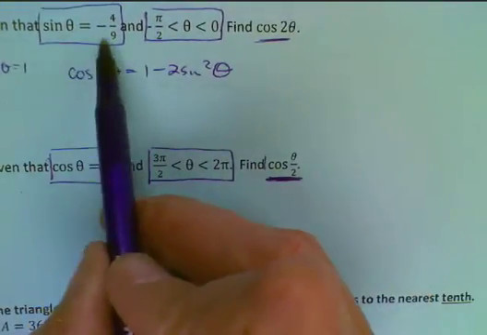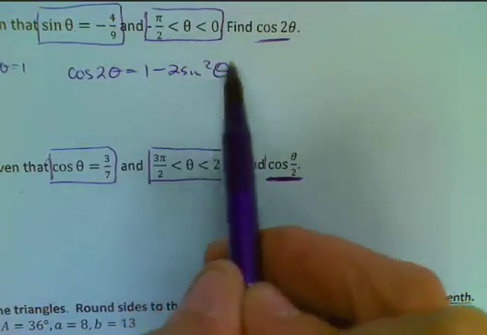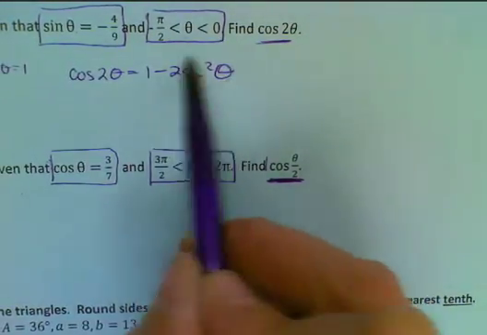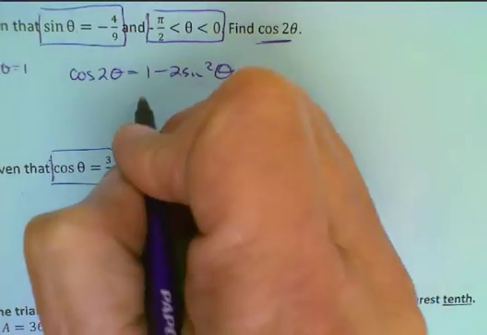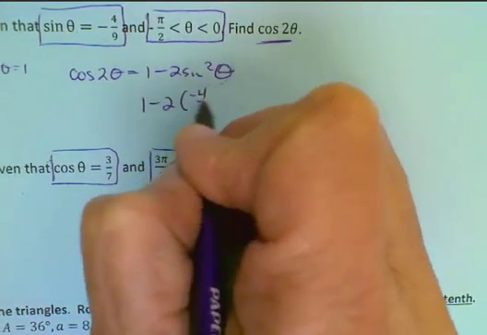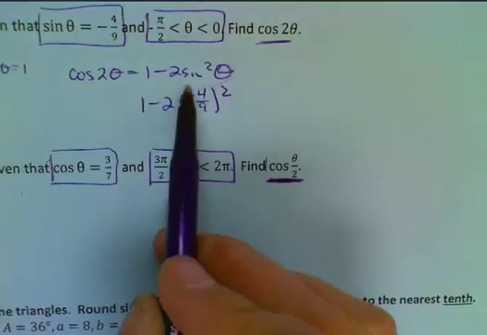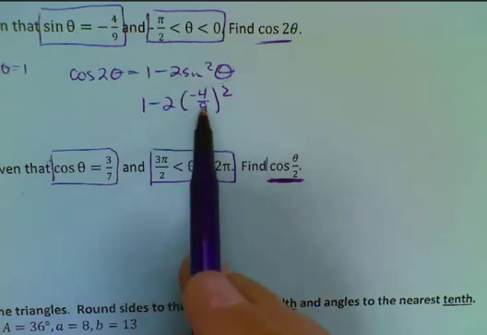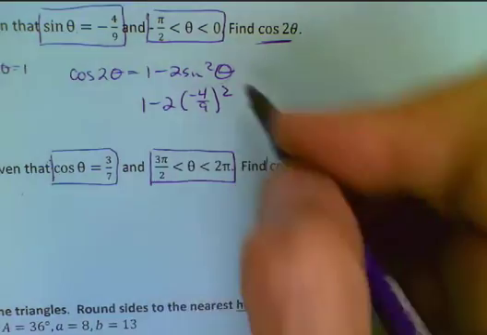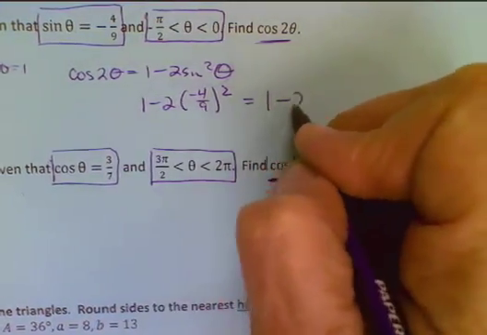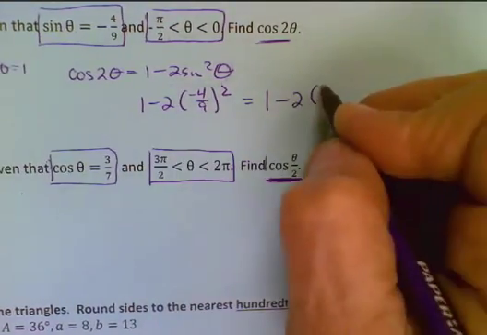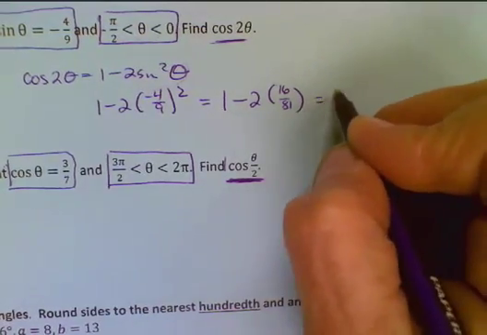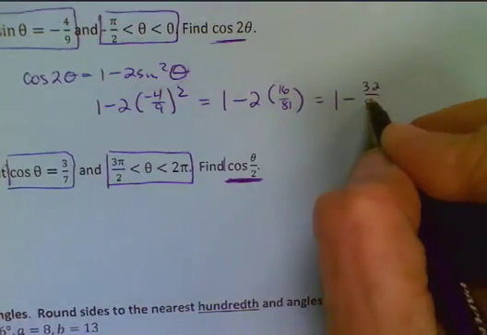So if I know the sine of theta is -4/9, all that means is I'm going to take the sine of theta and replace it with -4/9. So I have 1 minus 2 times -4/9 squared, because I want to take the sine squared. That's all you're doing, plugging -4/9 in for sine into your formula. And now we just need to simplify it. 1 minus 2 times 16 over 81. I need to multiply 2 times that to get 32 over 81.